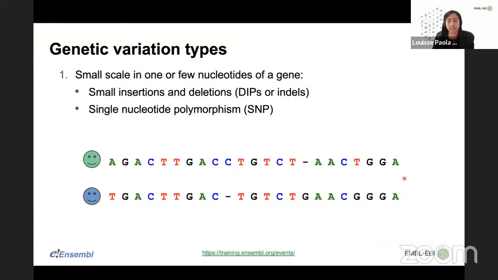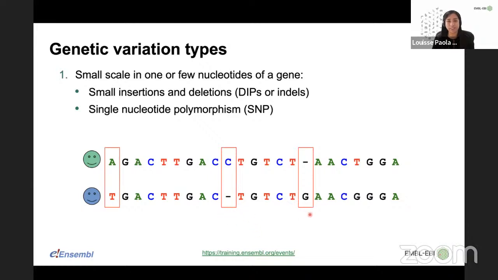So here on my slide, we've got two sequences. Let's say the top sequence is the reference sequence and the bottom sequence is our own data. So small scale variation types can include small insertions and deletions. We also call these DIPs or indels.